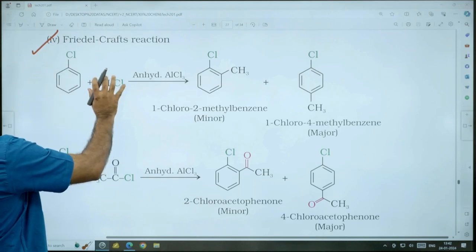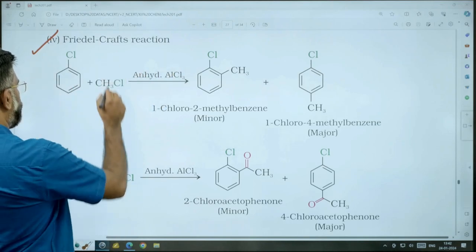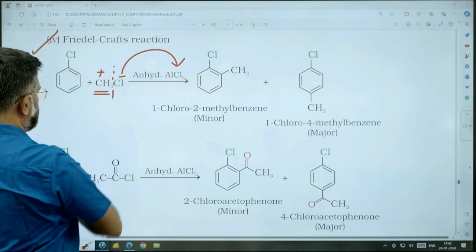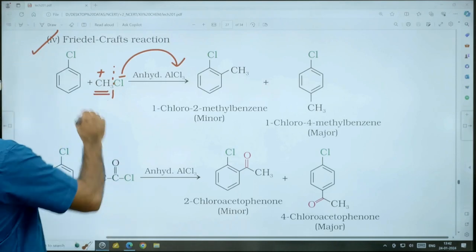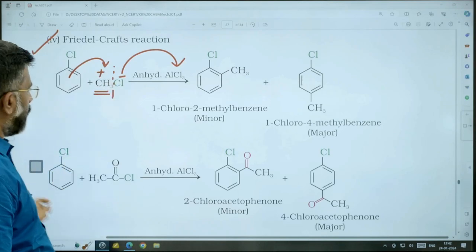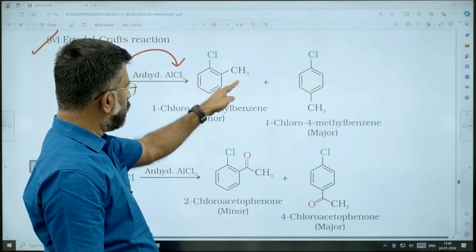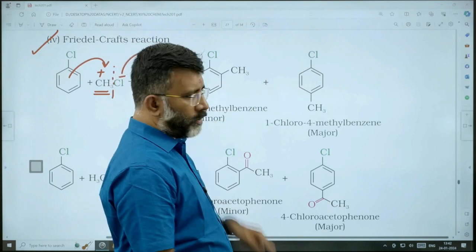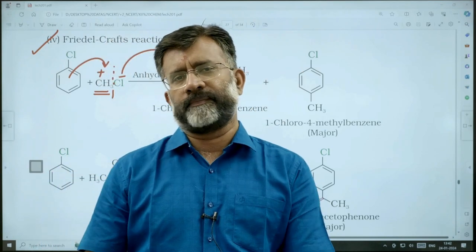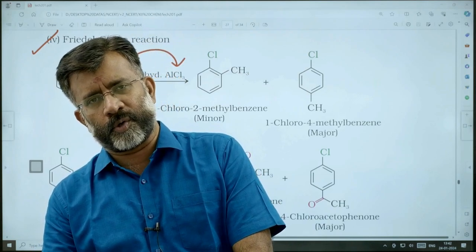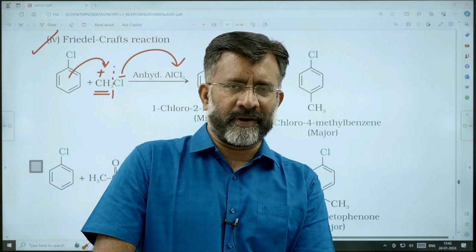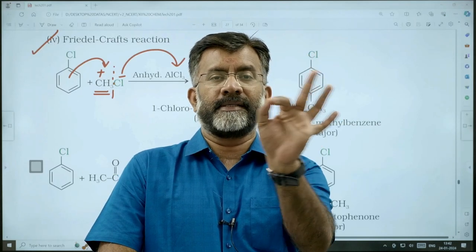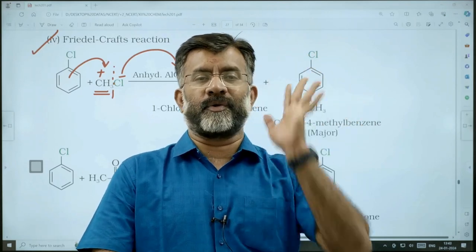Chlorobenzene is treated with CH3Cl and anhydrous AlCl3. It is going to break here, the chlorine is absorbed by the AlCl3, and you get CH3 plus. That is the electrophile, and that is attacked by the benzene ring. You get 1-chloro-2-methylbenzene or 1-chloro-4-methylbenzene. You get chlorotoluene, ortho-chlorotoluene and para-chlorotoluene. In Friedel-Crafts alkylation, CH3 plus, R plus is the electrophile.